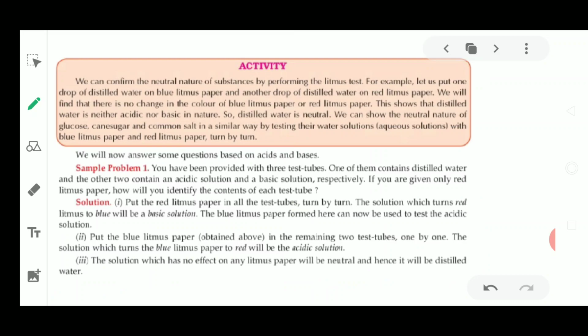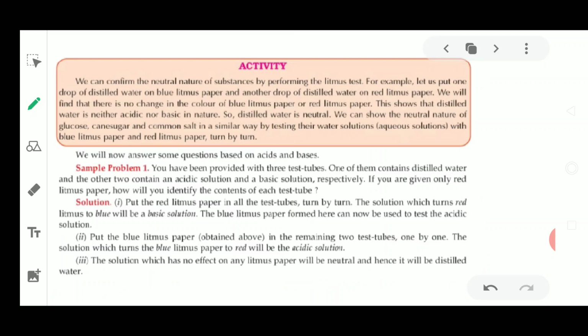Okay, now next is the activity which is given over here. You have to perform the litmus test as we have performed for testing the acid. We have performed it already for acid. Now we are going to perform it for base. What we have to do is confirm the neutral nature of the substances by performing the litmus test.